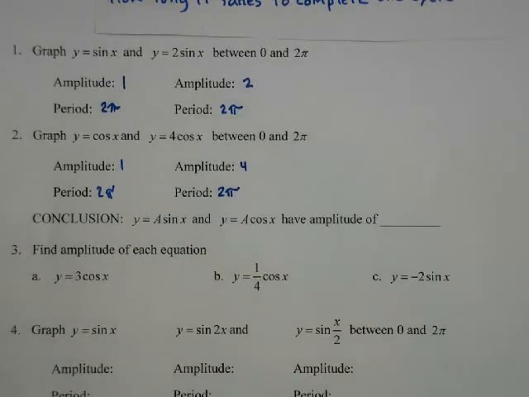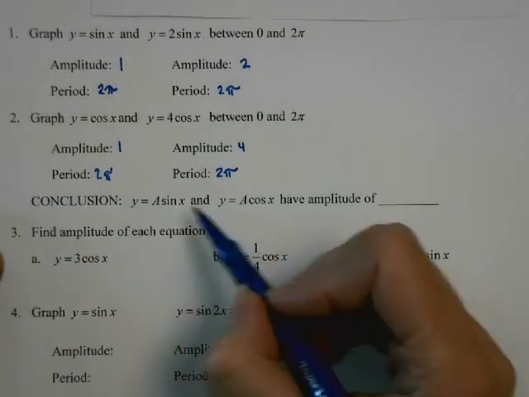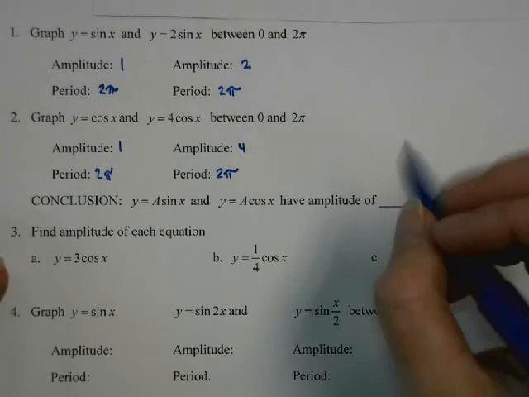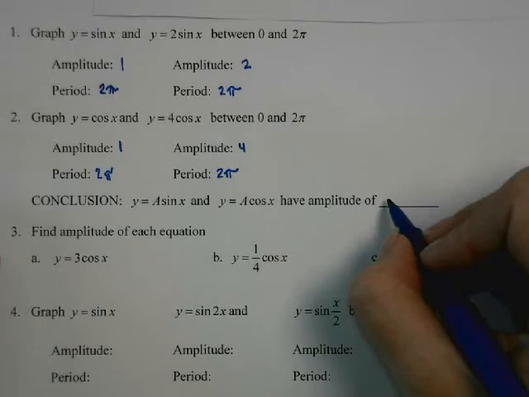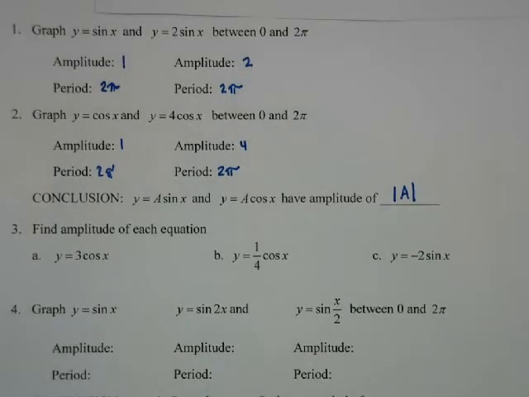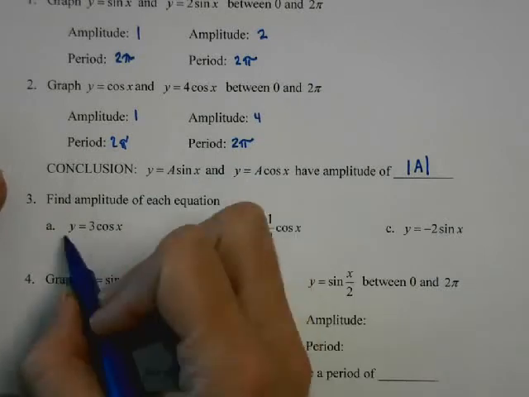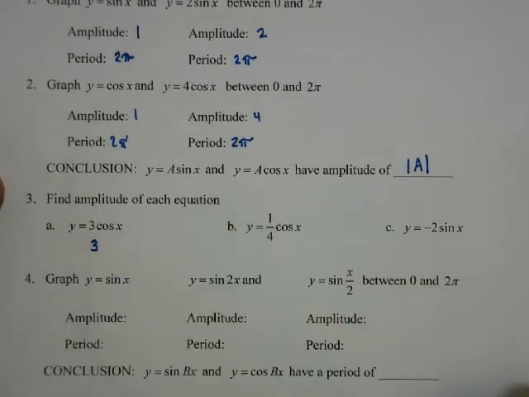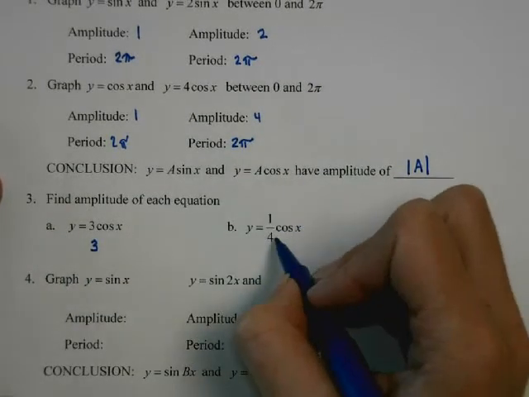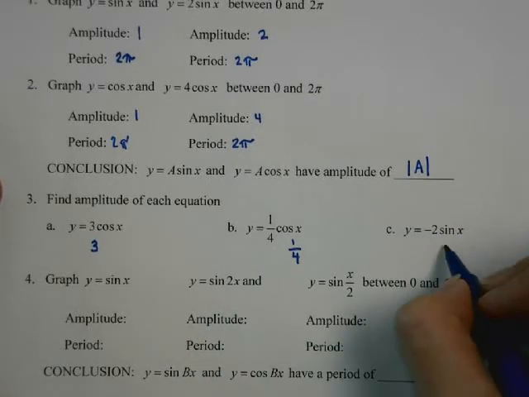So the conclusion is y equals a sine x and y equals a cosine x has an amplitude of the absolute value of a. If it's a negative, we'll look at what happens later, but whatever the number out front is, that's going to be our amplitude. So the amplitude of 3 cosine of x is 3. The amplitude of 1/4 cosine x is 1/4. The amplitude of -2 sine x is 2.